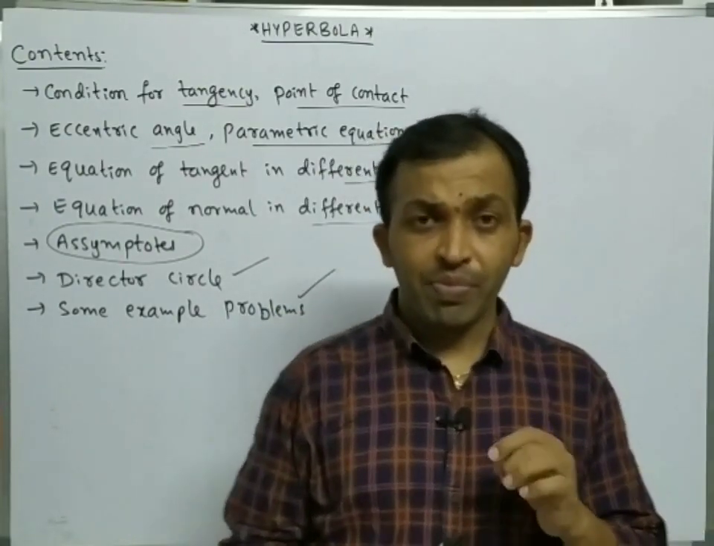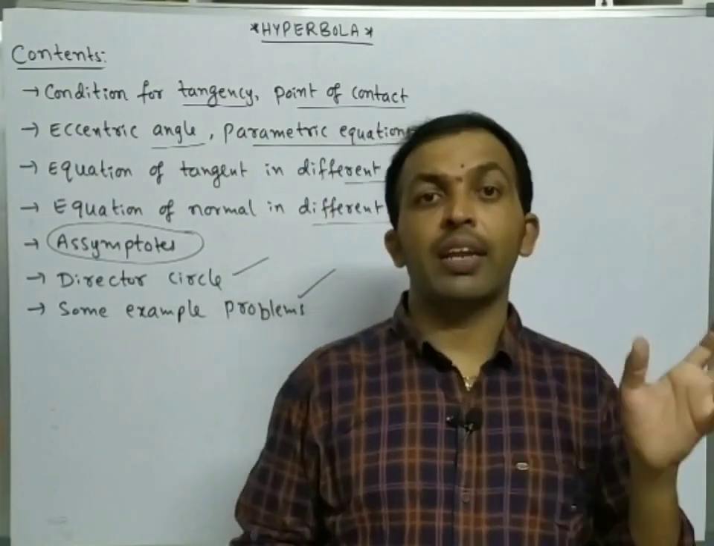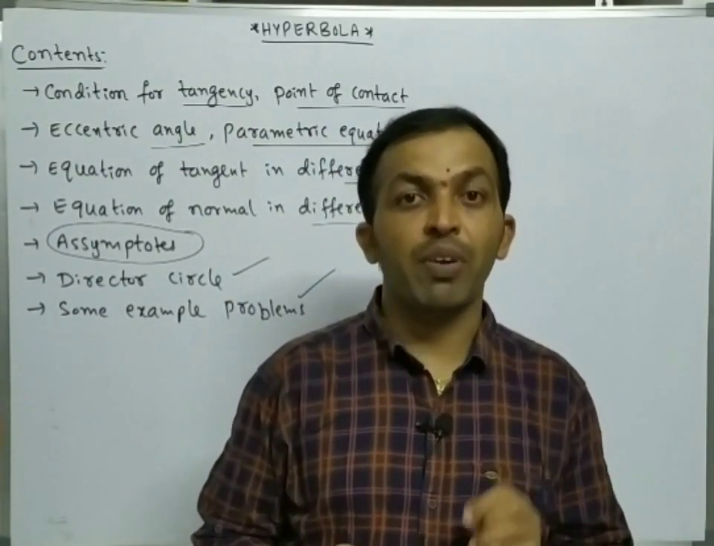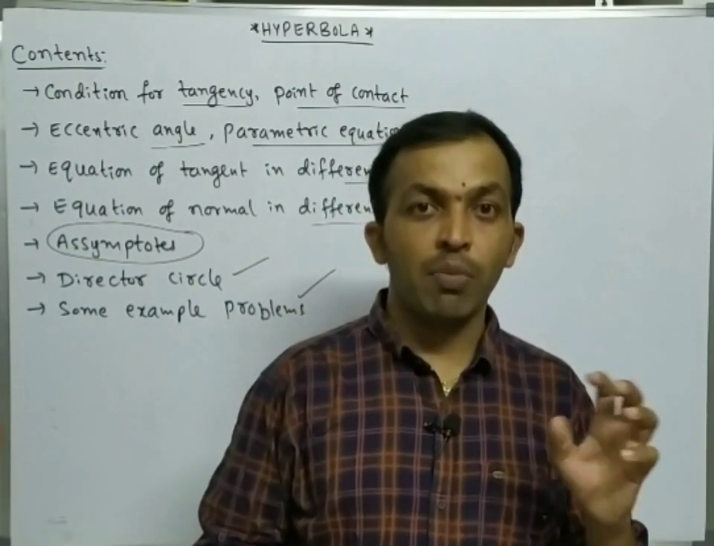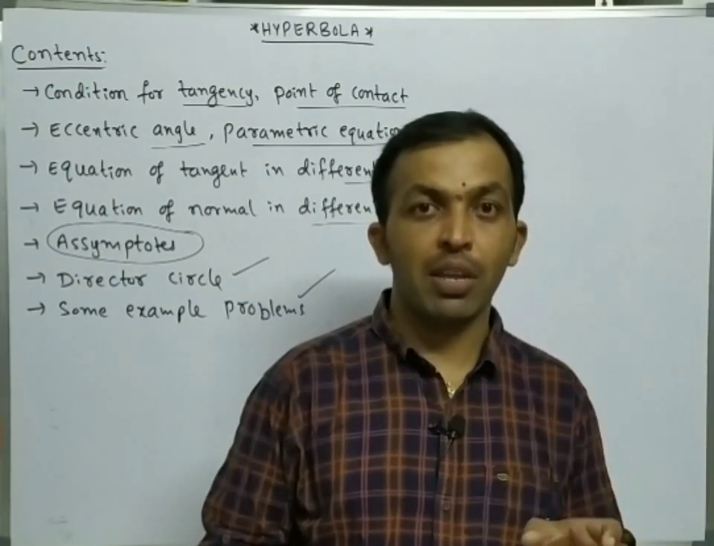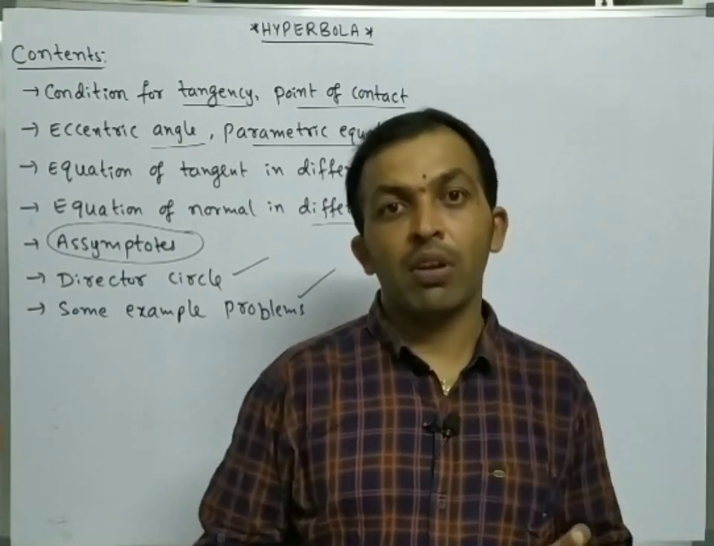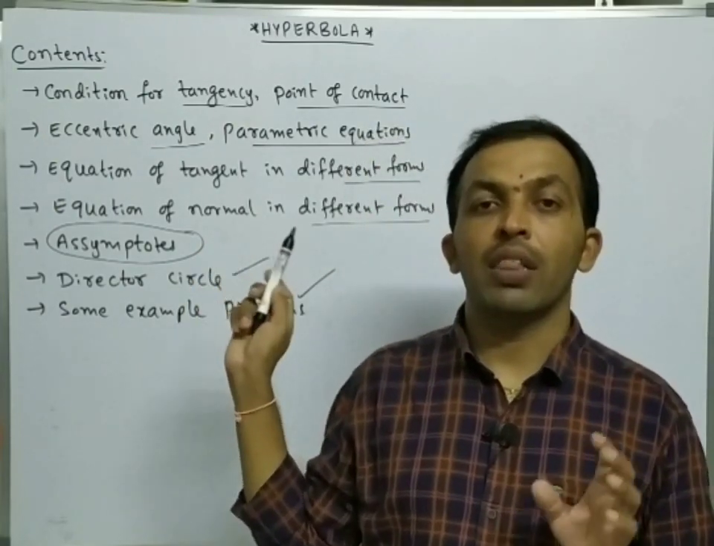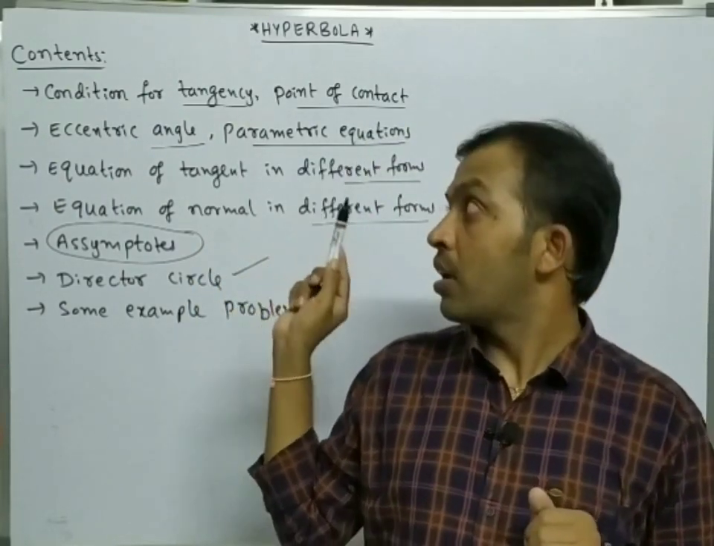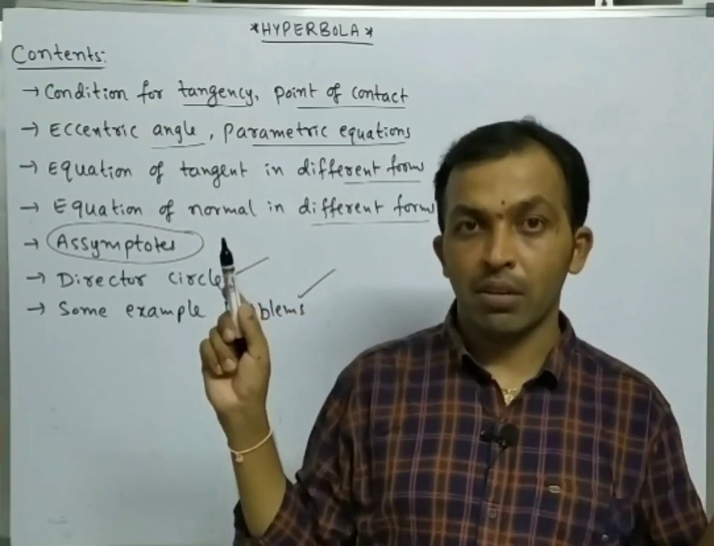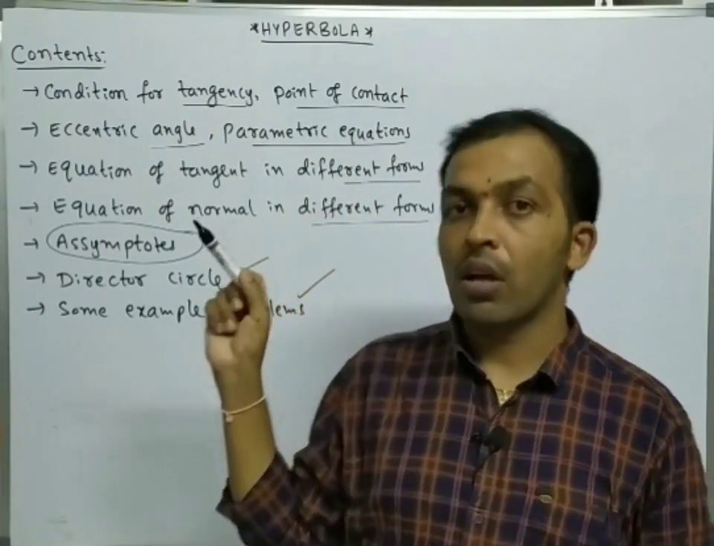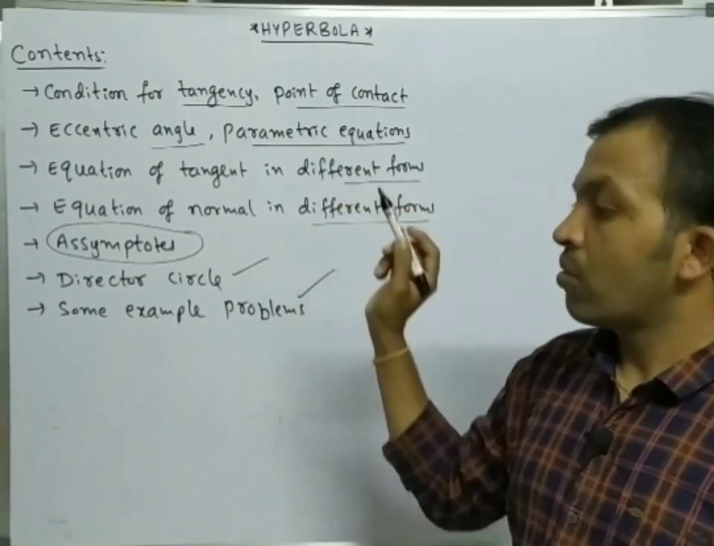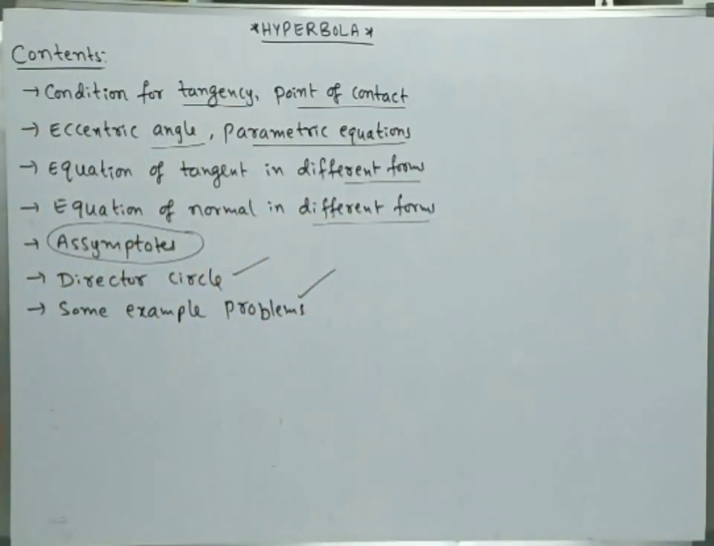I already said in the previous video that if you are perfect in the ellipse chapter, if you learn all the properties of ellipse like tangent equation, normal equation, everything, perfectly, then it is very easy to learn. So concentrate and practice the previous chapters, parabola and ellipse, carefully, then you will understand hyperbola easily. So the first topic is condition for tangency and point of contact.